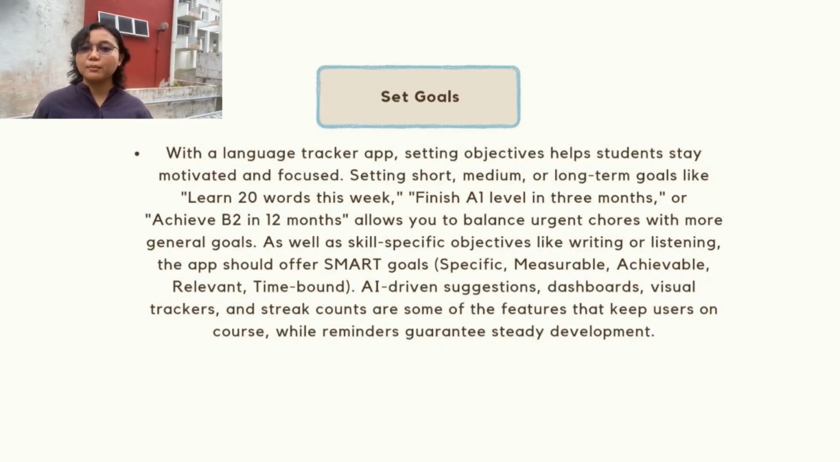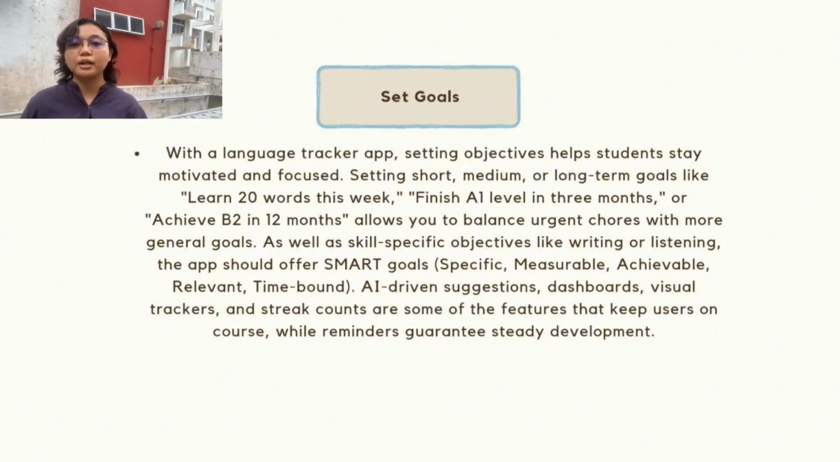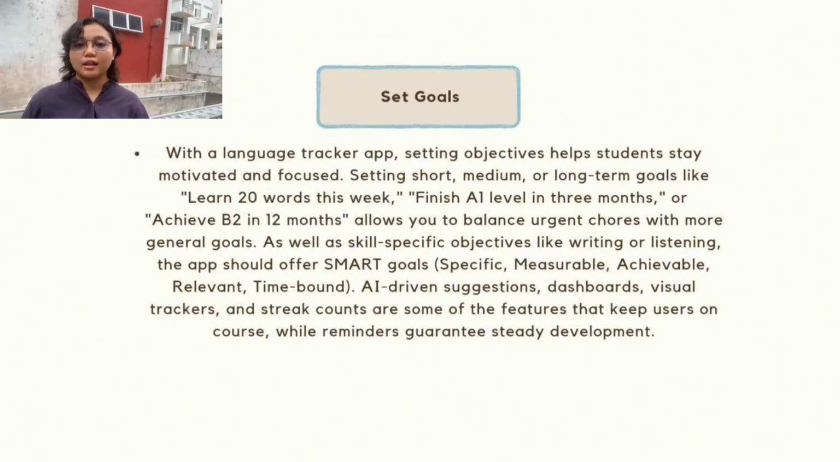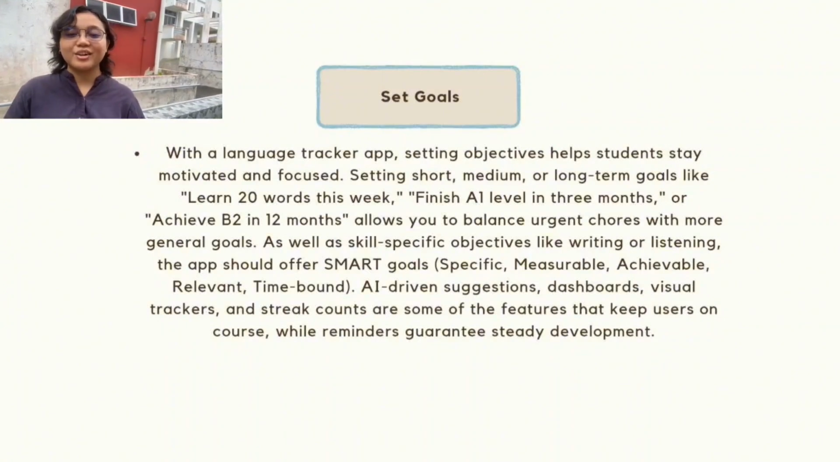Setting short, medium, or long-term goals like learn 20 words this week, finish A1 level in 3 months, or achieve B2 in 2 months allows you to balance urgent chores with more general goals, as well as skill-specific objectives like writing or listening. The app should offer SMART goals: specific, measurable, achievable, relevant, and time-bound. AI-driven suggestions, dashboards, visual trackers, and streak counts are some of the features that keep users on course, while reminders guarantee steady development.